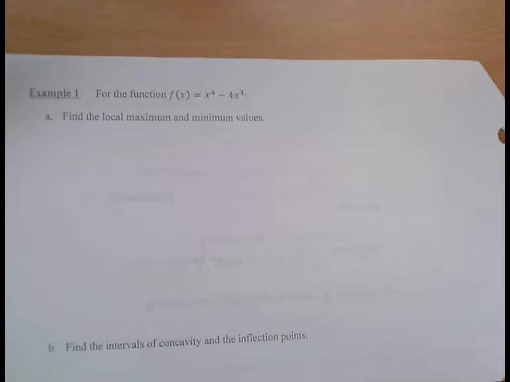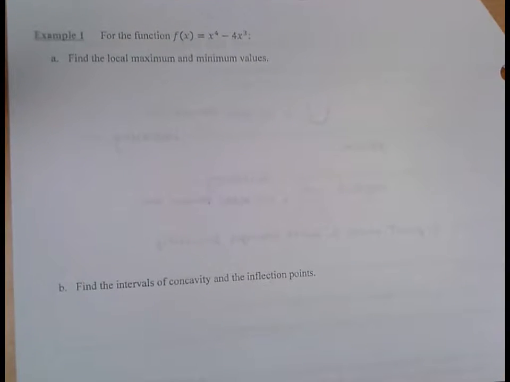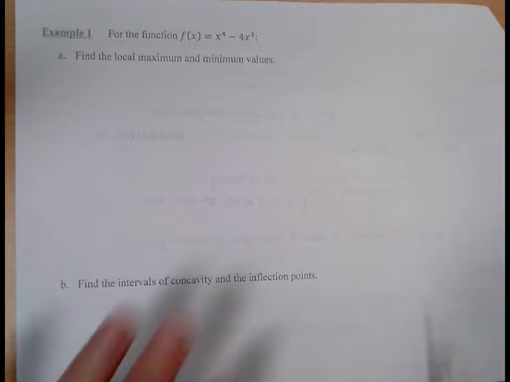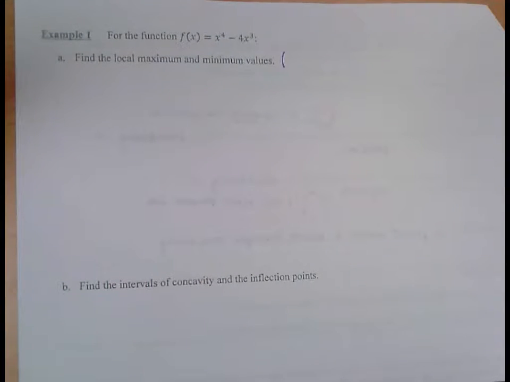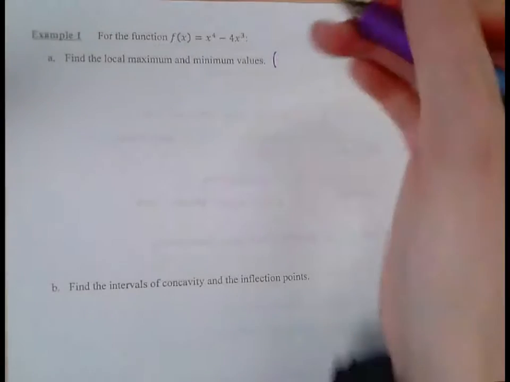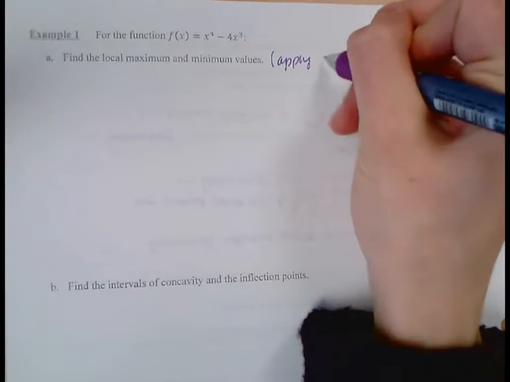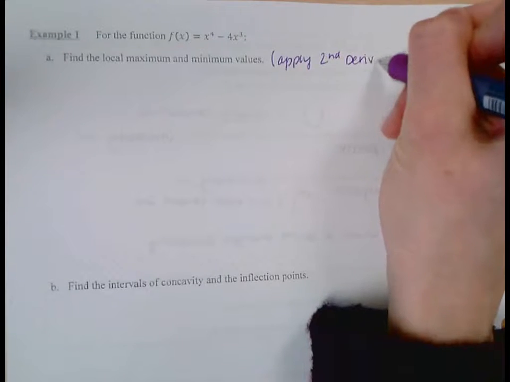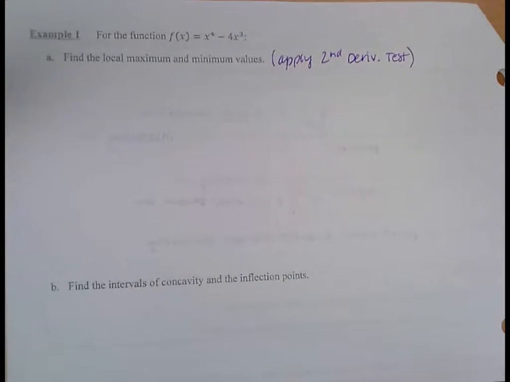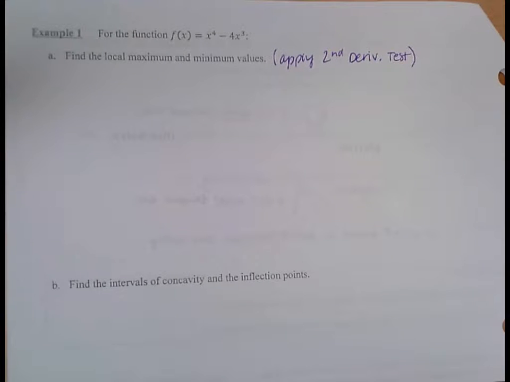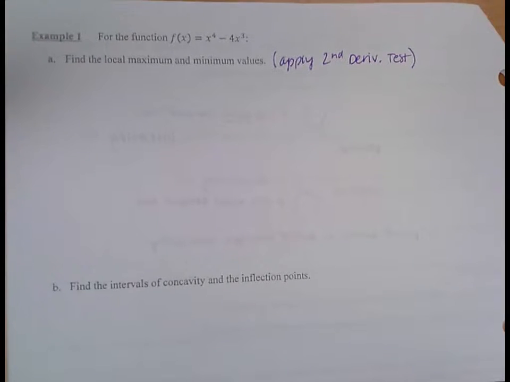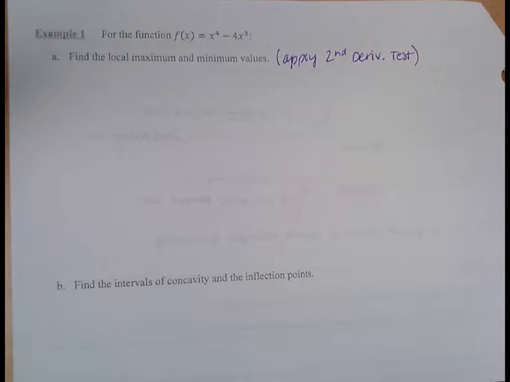All right, so in example 1, we have a function f. And we are going to find the local max and min values. And again, for this part, it's not required, but I want to show you how to apply the second derivative test we just talked about. And then we're going to find in part B what we didn't do yesterday, find the intervals of concavity and the inflection points, and then use the information we have from parts A and B to sketch the graph of f without just graphing it on our calculators. We can use our calculator to check, but we're going to sketch it without just graphing it on the calculator.